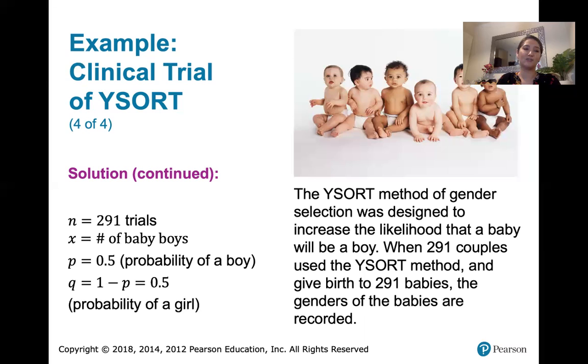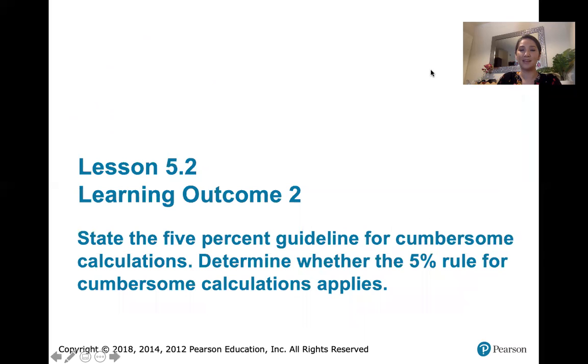Now, if I wanted to find the probability of having 156 boys out of those 291 trials, we would have to use binomial probability distribution formulas. Those are binomial probability formulas that we'll talk about in the next video. Oh, not in the next video, sorry, in the video after that.